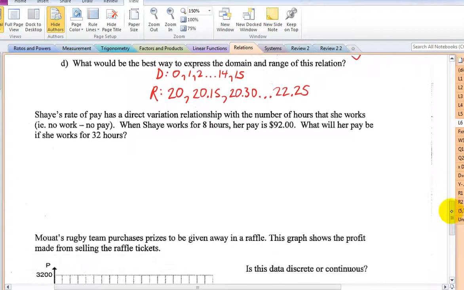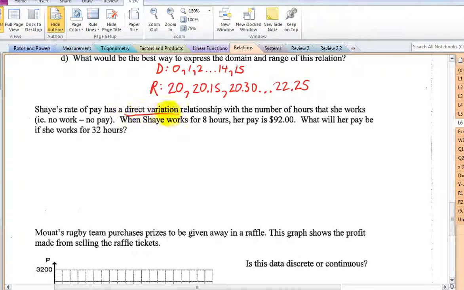Next. Shay's rate of pay has direct variation. That means there is no constant. Okay. So she gets paid, right, for what she works. Her pay works 8 hours, her pay is $92. So that's like your rise and your run. So what's your slope? What's your rate of pay? What is your rate of change? Your rate of change equals your slope.